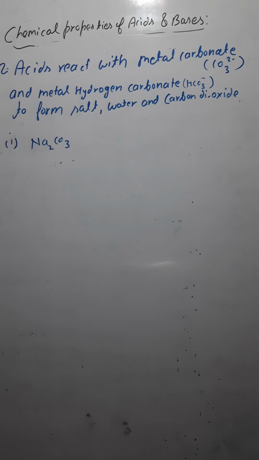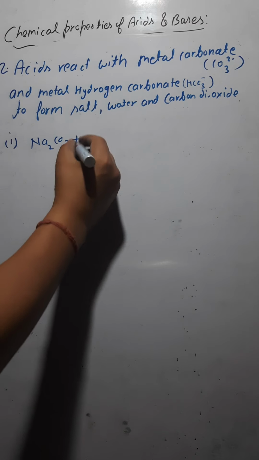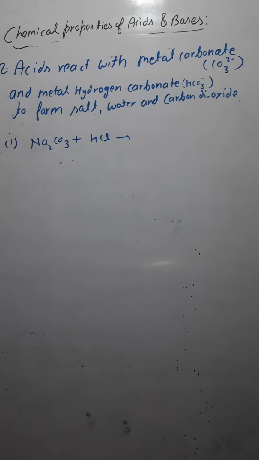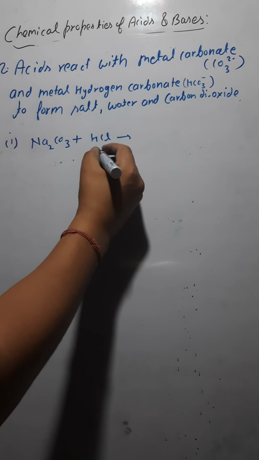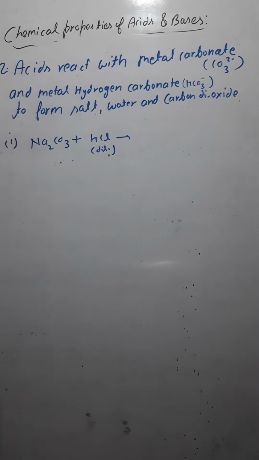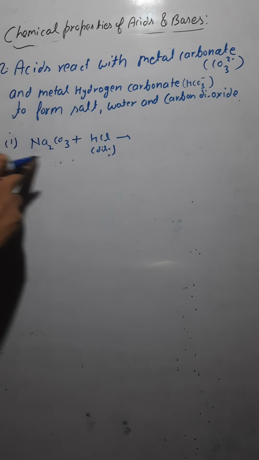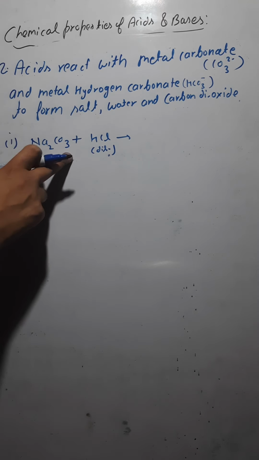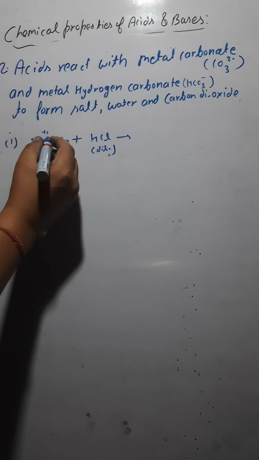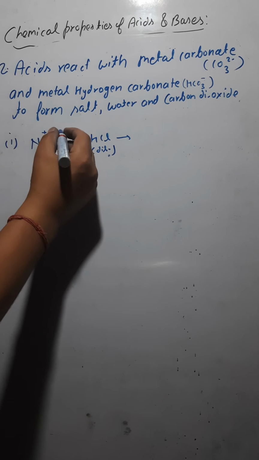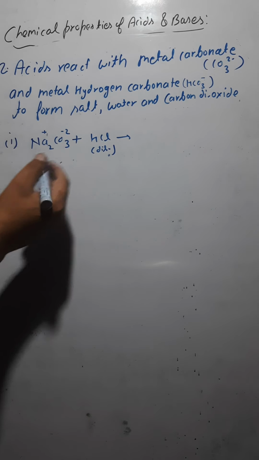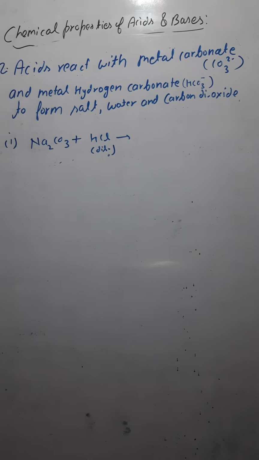When this metal carbonate reacts with an acid, let's say the acid is HCl, dilute HCl, having some water. The metal is sodium and the carbonate ion is CO3. Why is it Na2CO3? Because sodium is 1 positive and carbonate is 2 negative. If you cross multiply, this 2 would come here and this 1 would come here. That is why this is Na2CO3.